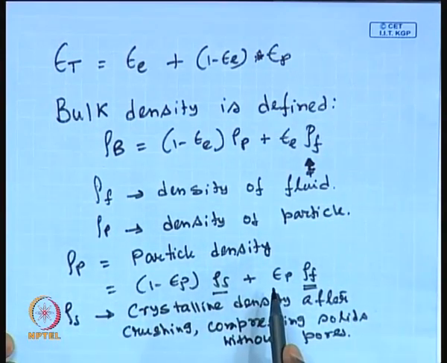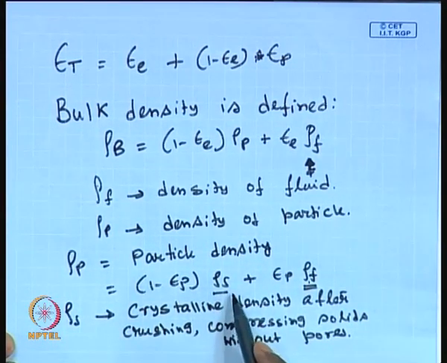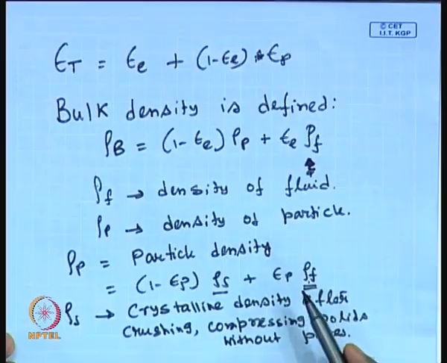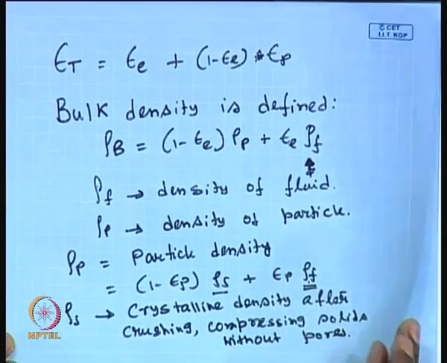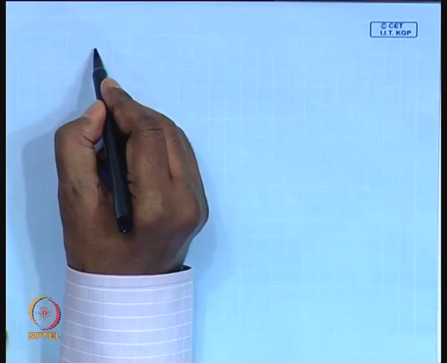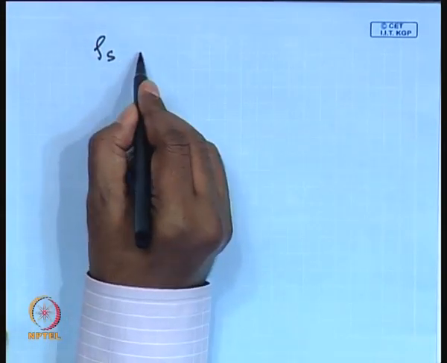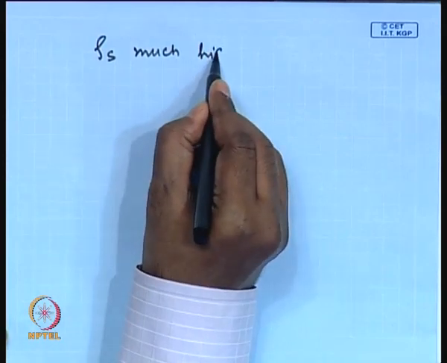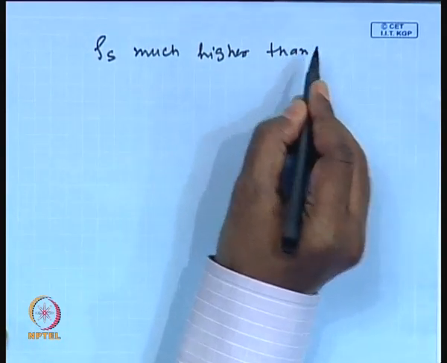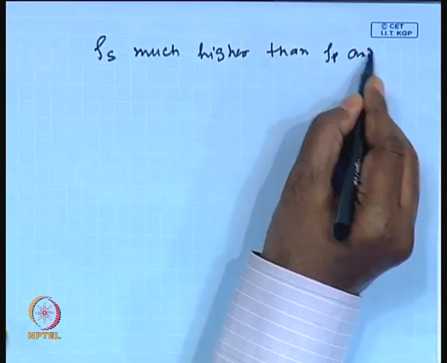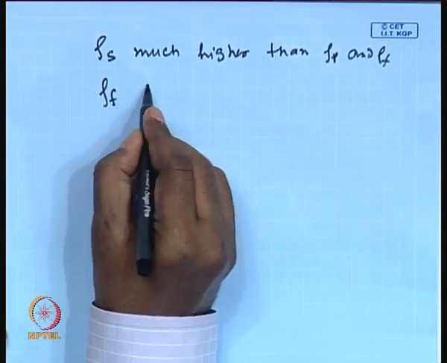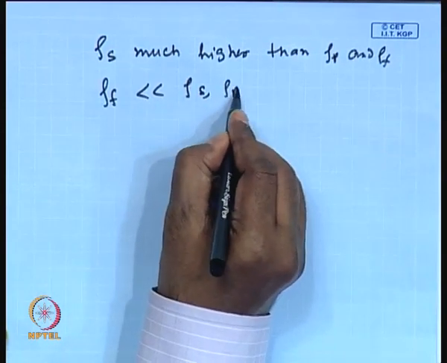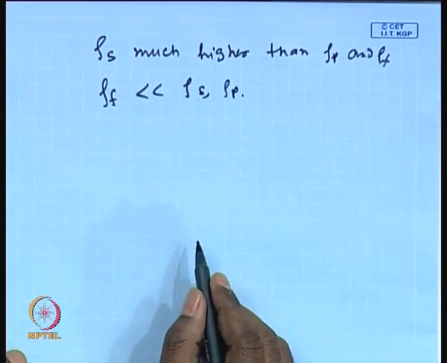So, again the particle density will be a weighted average of the density of the fluid and the actual density of the solid, and the weights are proportional to the void fraction of each part, that means the porous part and the non porous part. Now, obviously, your crystalline density rho s is much higher than rho p and rho f, and your rho f, the fluid density, is much less than rho s and rho p.